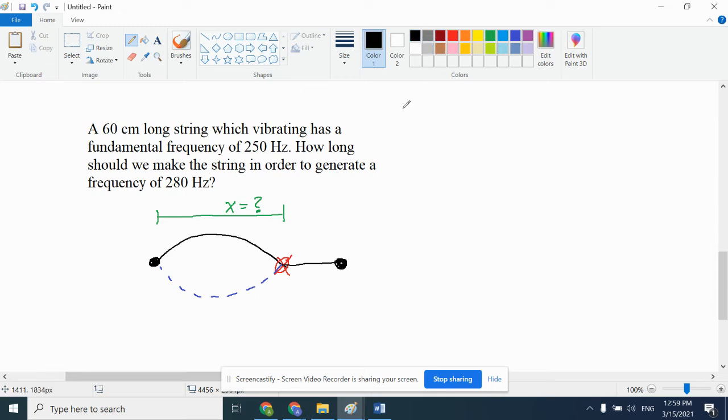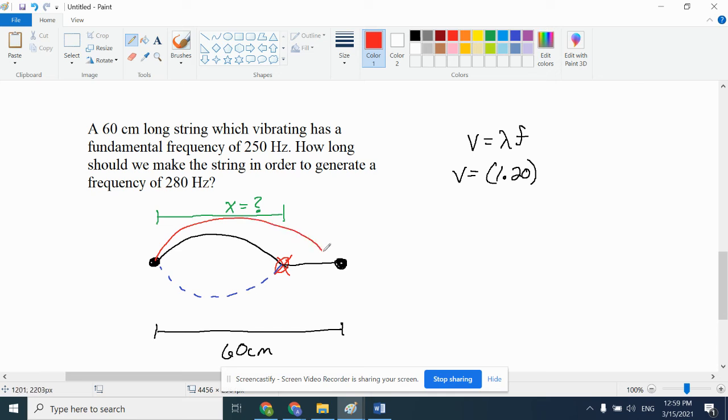So let's start with the initial string, which we do know to be 60 centimeters in length. V equals lambda f. The speed is not going to change. So, whoops, I made a mistake. Our wavelength is 1.2 meters. Remember, what I would have is half of a wave spanning 60 centimeters. So the full wave would be 120 centimeters or 1.2 meters.